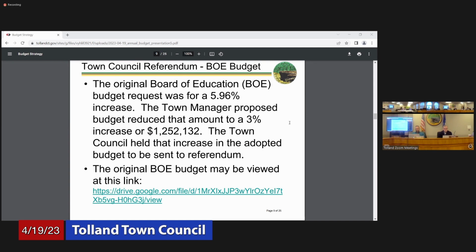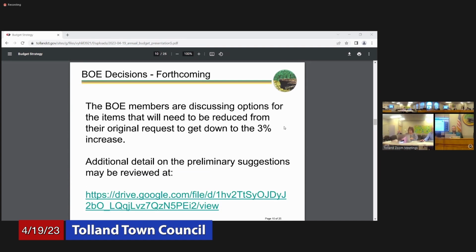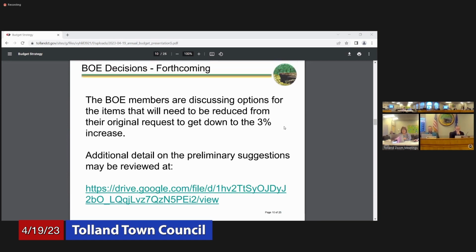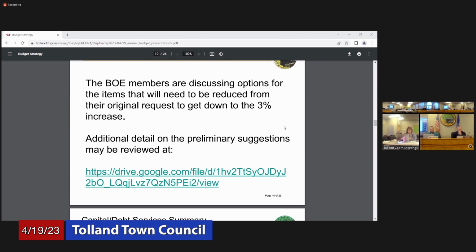So the original Board of Education budget was a 5.96% increase. The manager proposed a 3%, $55 million, and the council adopted that number to be held as is. This is shown in the slide, and in the next, there was original information on the budget as well as numbers being discussed, I believe, on the 17th. Additional detail on the preliminary suggestions may be reviewed at the link below, which is available online.